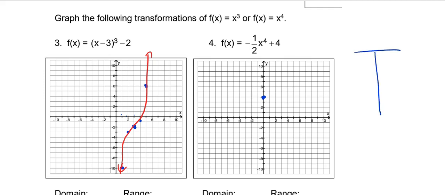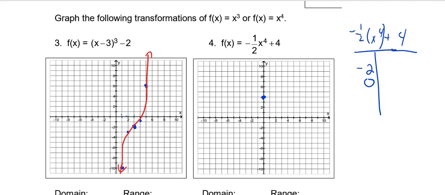Alright, so now I'm going to create another table of values. Again, I start with 0, 0. If I put in 0 and raise it to the 4th power, I get 0. Then I multiply by negative 1/2. I still get 0. Then I add 4 to it. So that's where I'm starting. I'm starting out at 0, 0, and 4.